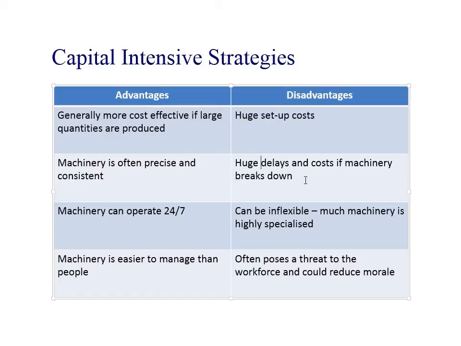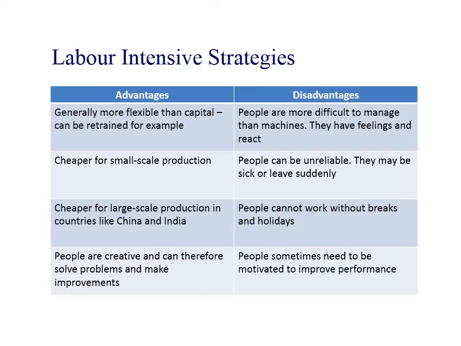You need maintenance, and it can be very costly if it breaks down. It can also be quite inflexible because the machinery is not people, it's not always very flexible, it's got to be programmed. And also it could be seen that the machines are getting rid of people's jobs, so it could be seen as a threat. Whereas labour intensive is more flexible, probably much cheaper for small scale production.